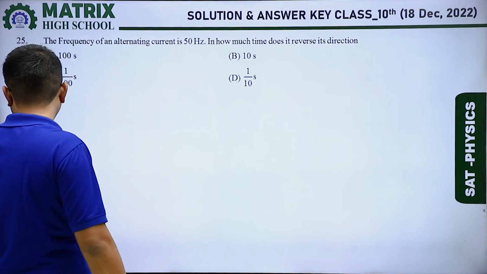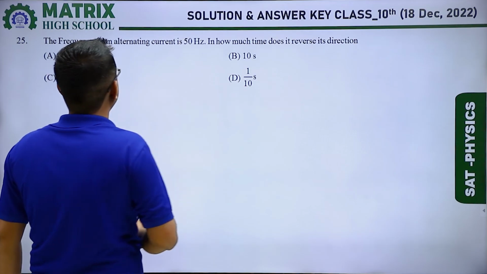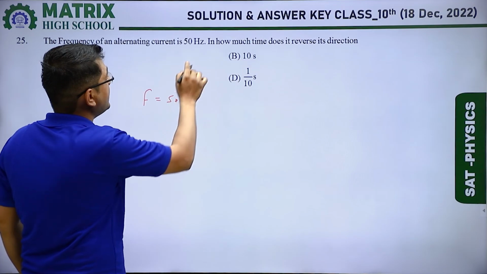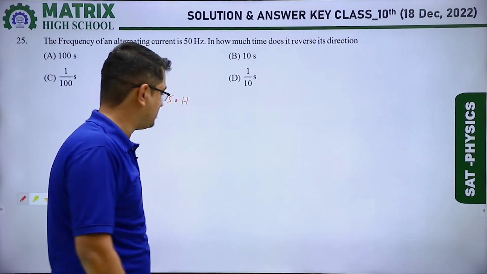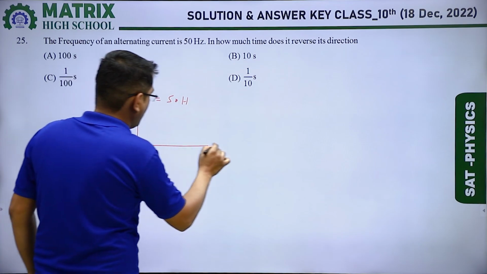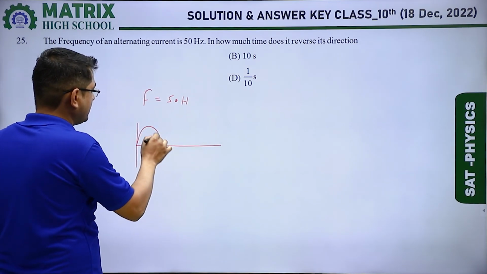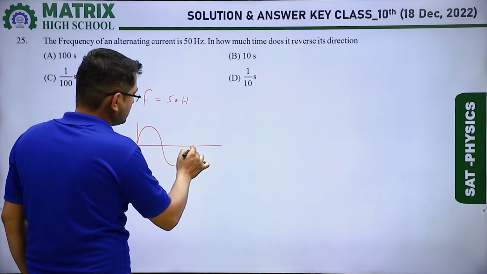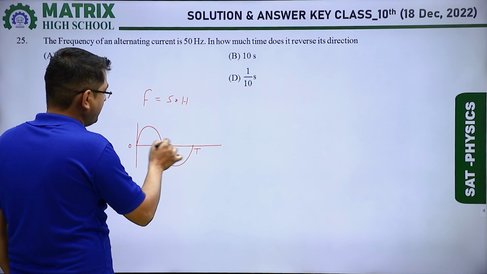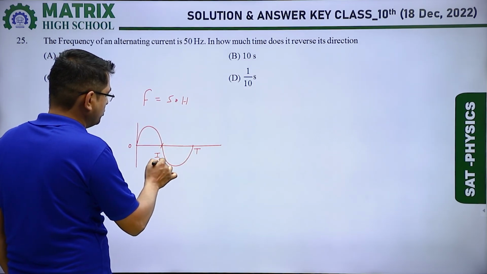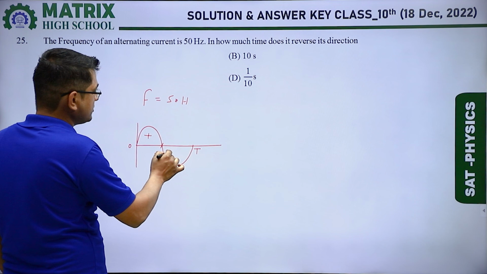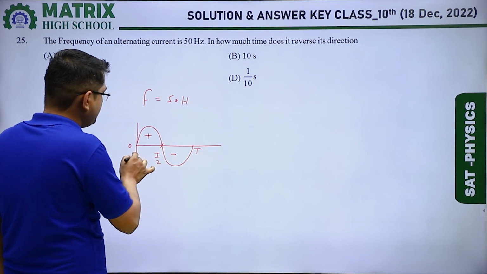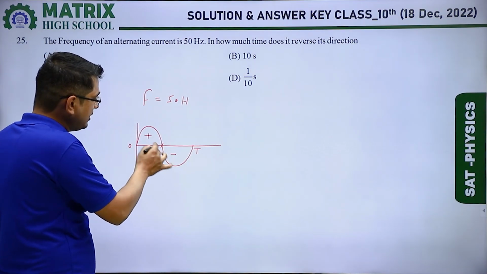Next question, question number 25. The frequency of an alternating current is 50 Hertz. So we are given the frequency, that is 50 Hertz. It is asking in how much time it reverses its direction. So let us draw the wave of AC. It is just like a sine wave, and the time in which a complete cycle is completed is called the time period, that is T. If this is T, then this is the time T by 2. This is called the positive half cycle, and this is called the negative half cycle. We can see the polarity of AC current changes in each T by 2 time. So we have to find the value of this T by 2 time.